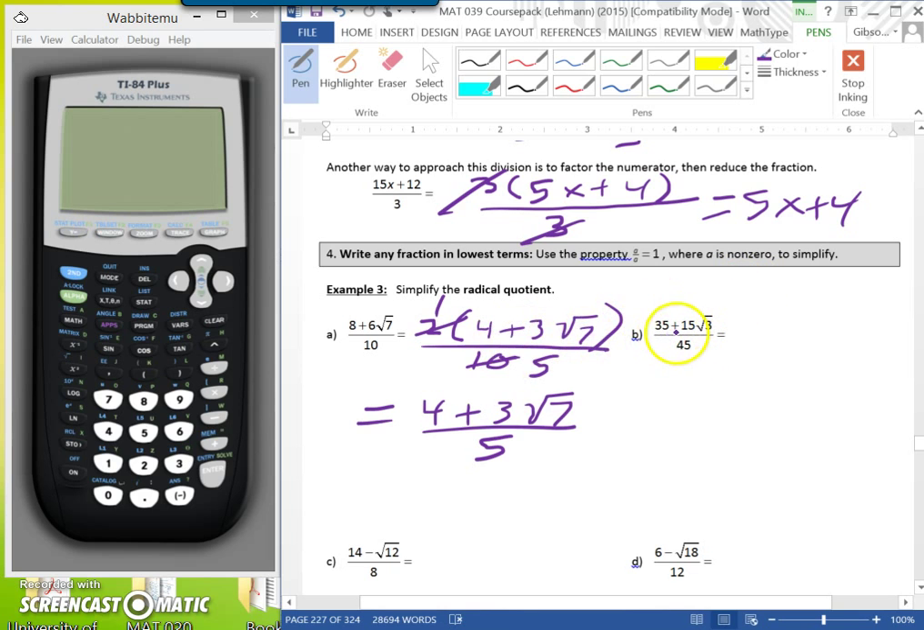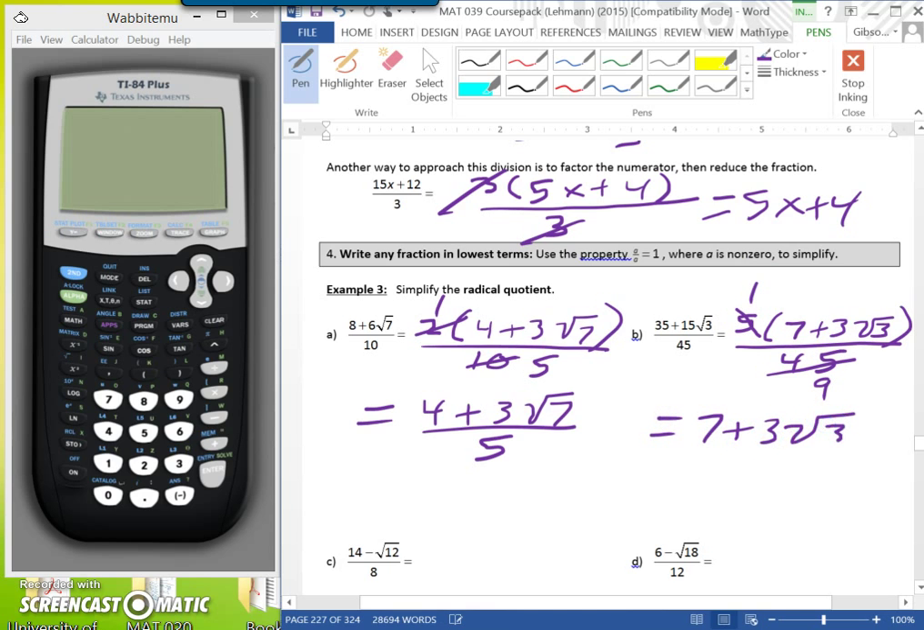Now we go here to B. We had 35. Well, first we look under this radical. There's nothing we can factor out. So with 35 and 15, we can factor out a 5. And this would give us 7 plus 3 times the square root of 3, and this would be all over 45. 5 goes into 5 once, 5 goes into 45 9 times. And this would give us 7 plus 3 times the square root of 3, all over 9. And that would be it for B.